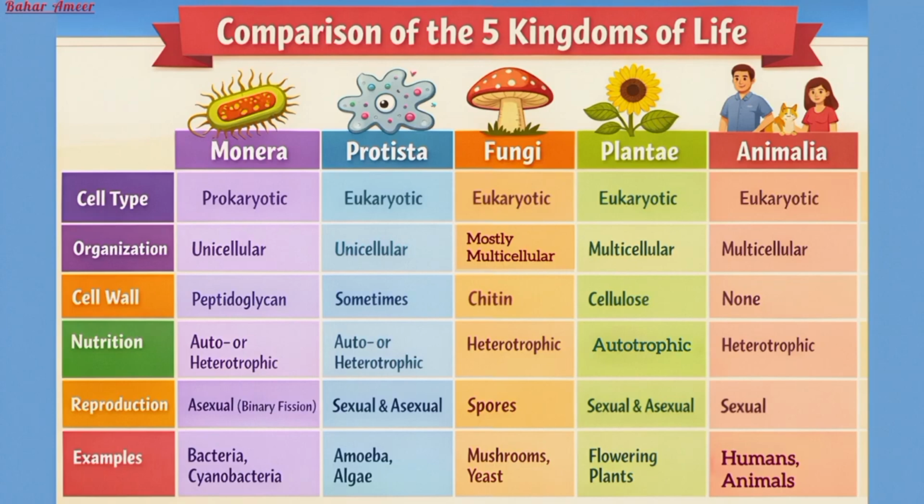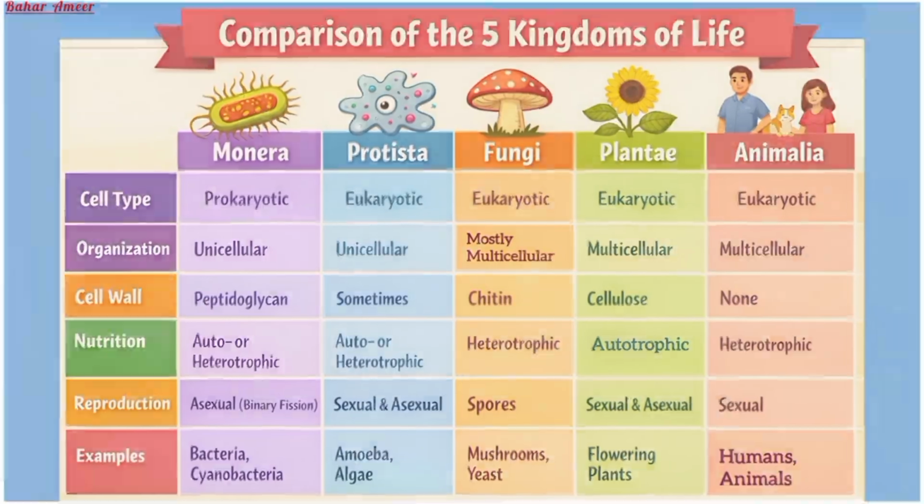Lastly, examples. Kingdom Monera includes bacteria and cyanobacteria. Kingdom Protista includes amoeba and algae. Kingdom Fungi includes mushrooms and yeast. Kingdom Plants includes flowering plants. And Animals includes humans and animals. This comparison helps us understand the key differences between the five kingdoms of life.